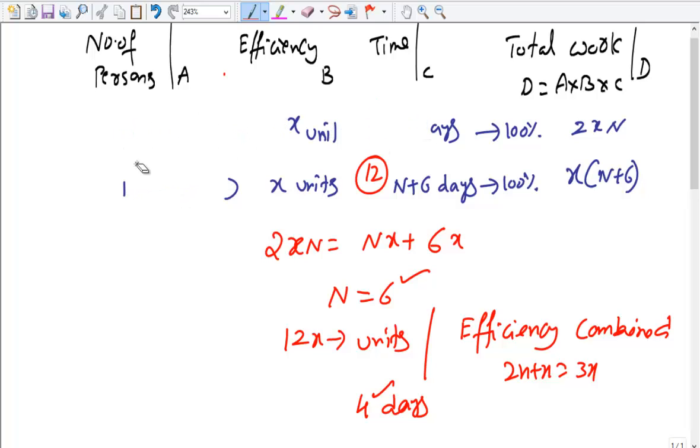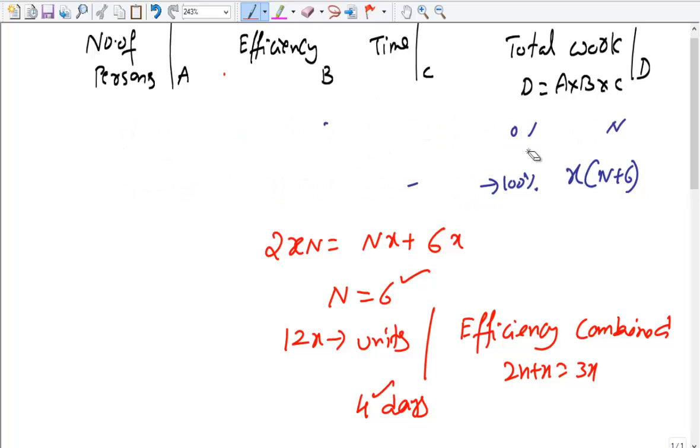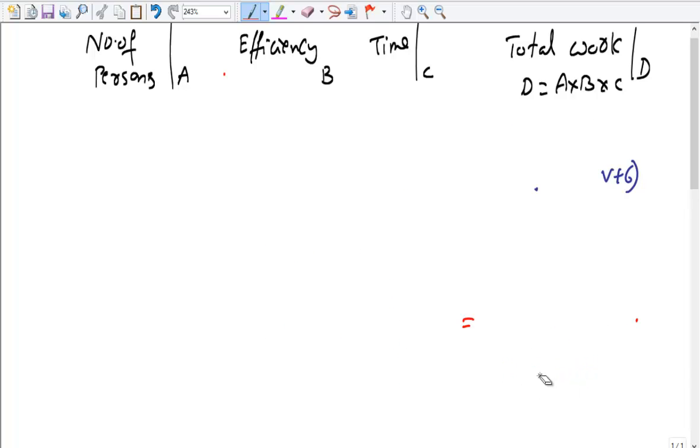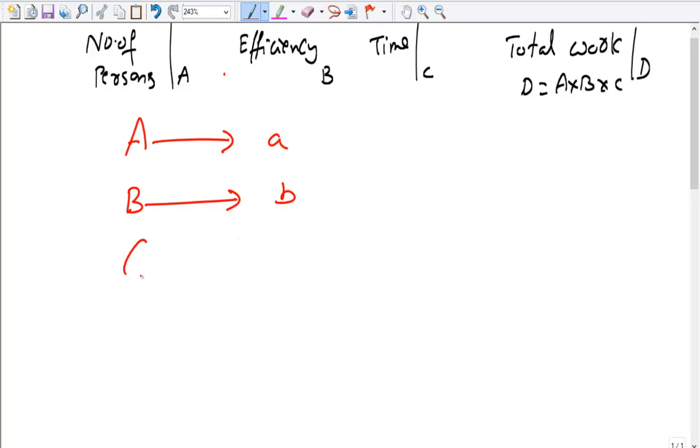So here the combination is given. We have no idea about the efficiency of the individual persons, but what is clearly given here is a combination. Now, you can straightforwardly say that the efficiency of A is small a, efficiency of B is small b, efficiency of C is small c. That's how you can take.